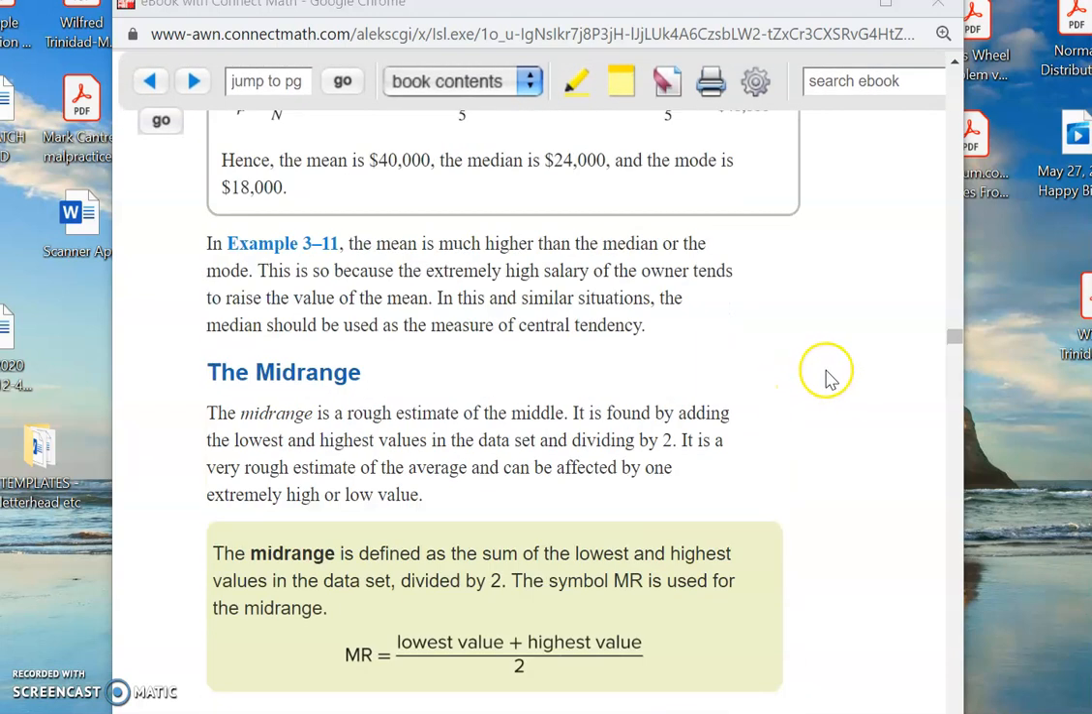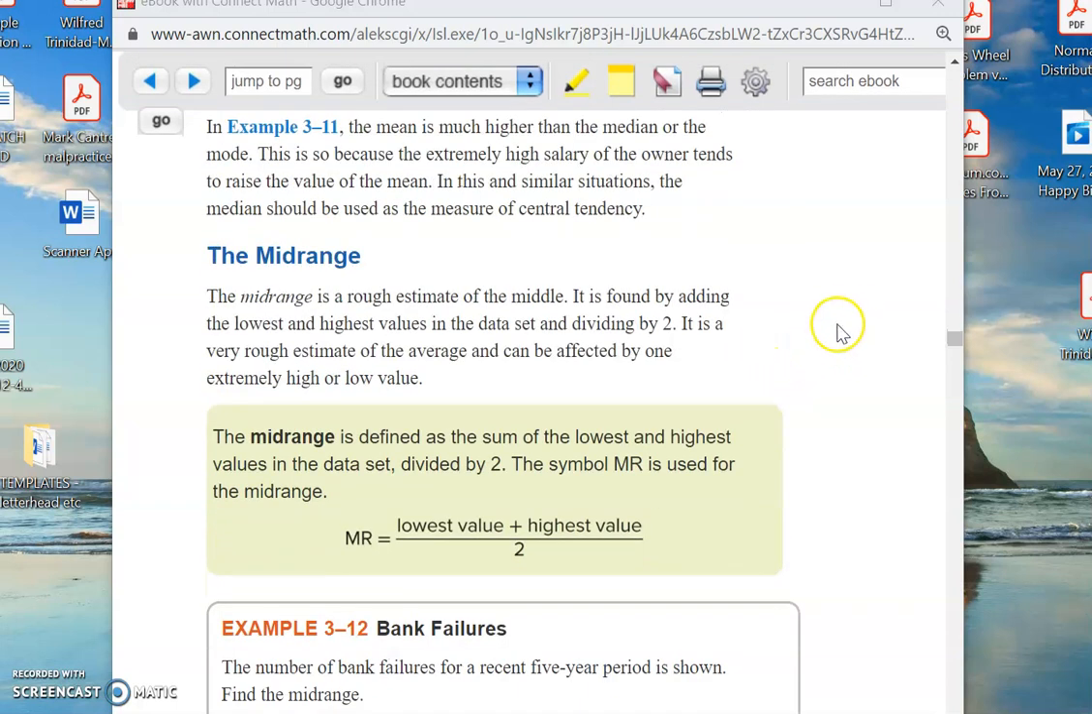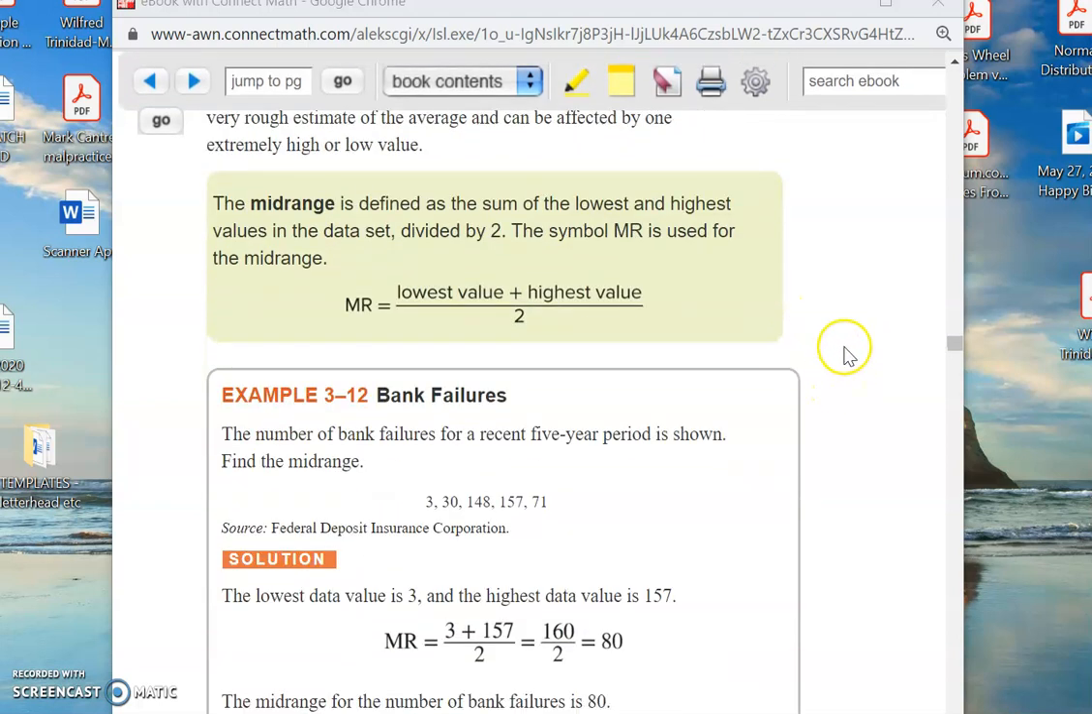Now the mid-range is kind of a rough estimate of the middle. Like before, when we were trying to figure out the mean of grouped data, we came up with a mid-range or the midpoint. This is basically the same thing. The mid-range is basically the midpoint. You take the highest and lowest value of the data set and divide by 2. That gives you the guy in the middle. It's a rough estimate of the average, but it can obviously be very much affected by an extremely high or extremely low value. The Bill Gates example illustrates this concept.